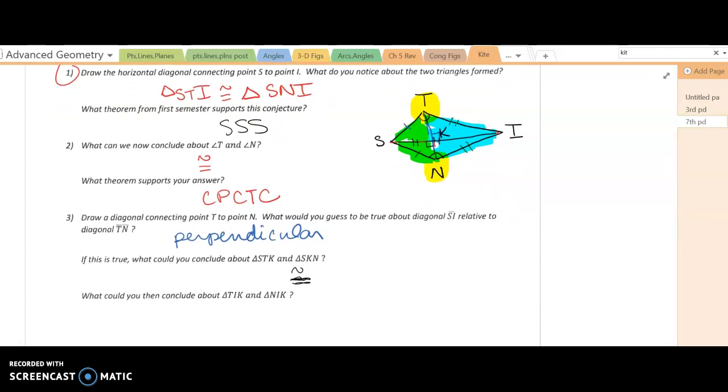They are also congruent, also by hypotenuse leg, with the common side, and the hypotenuse is congruent in the right angles.